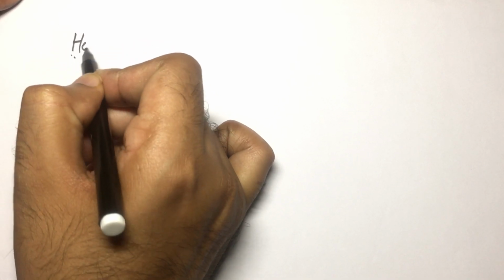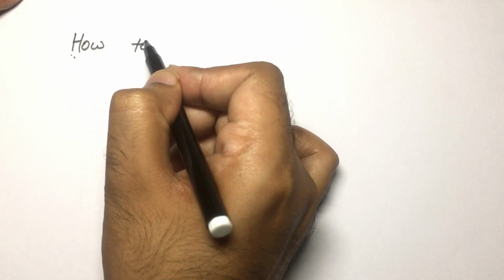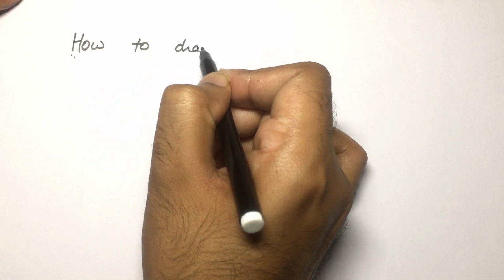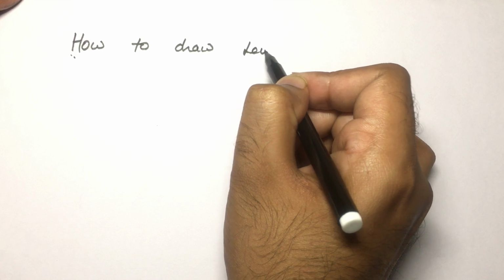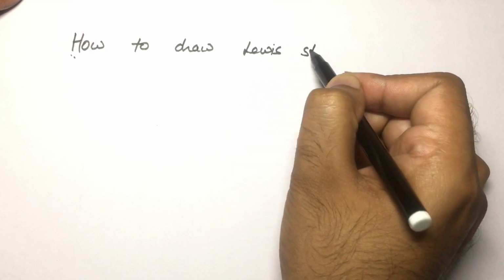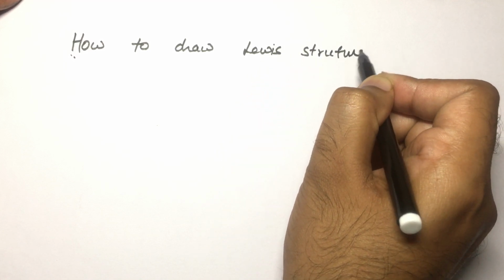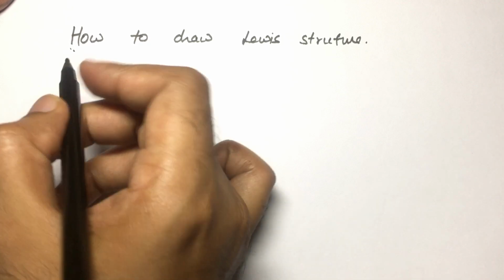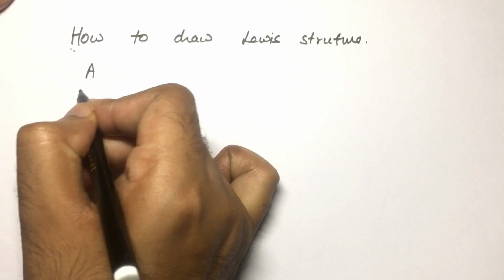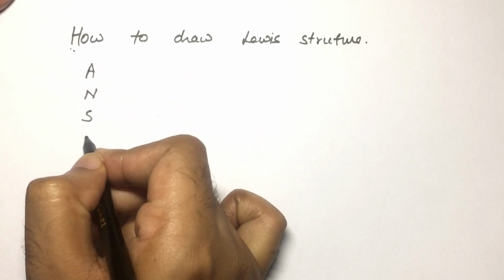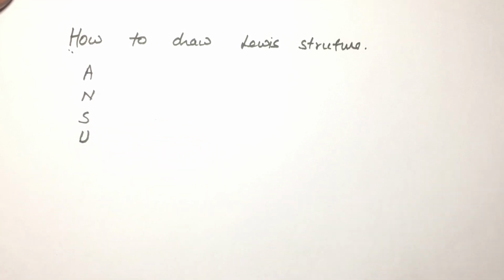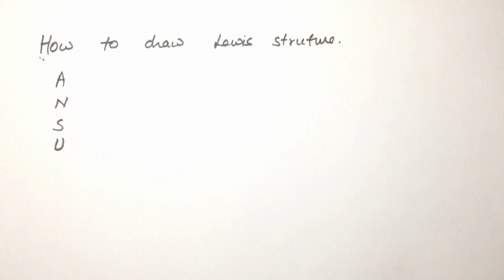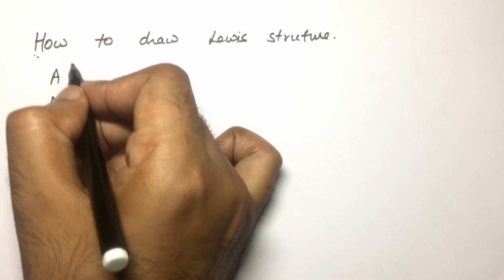Now let's learn how to draw the Lewis structure of any molecule. How to draw the Lewis structure of any molecule. Now we will learn it by remembering ASU. Now what is A in this case?